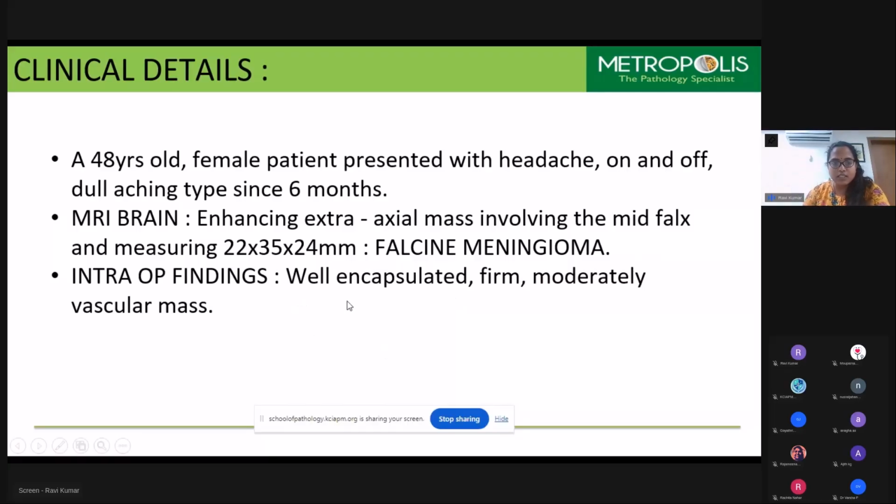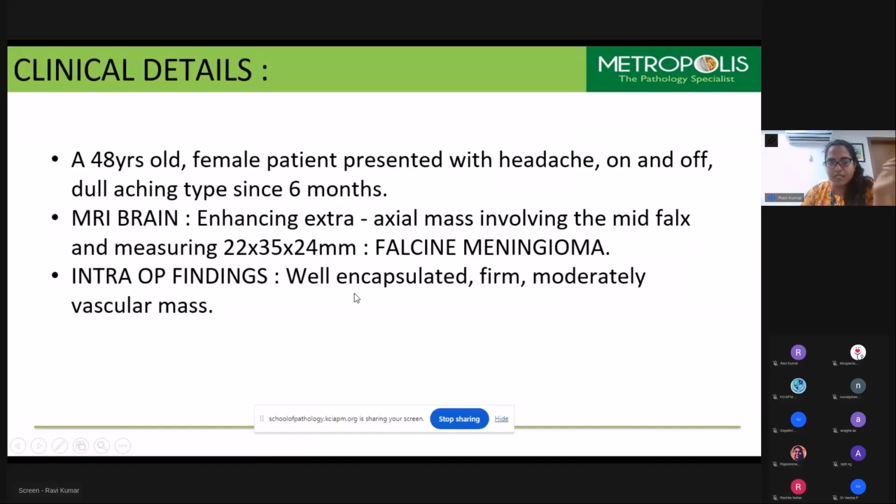Now the point is, while reporting any CNS tumors and bone tumors, we should always make sure we correlate with the radiology report, because in these kinds of tumors, the site, the anatomical location, and the layer in which they are present does 50% of the work for us, because we know where it is arising from. You will have your DDs always. So it's an extra-axial mass involving the mid falx. These are the main points here.